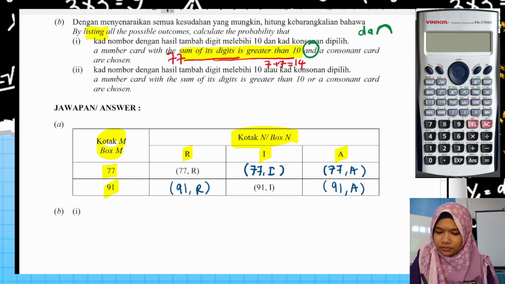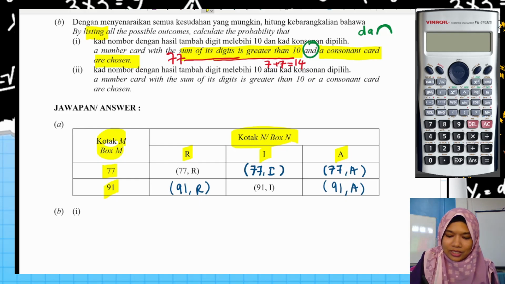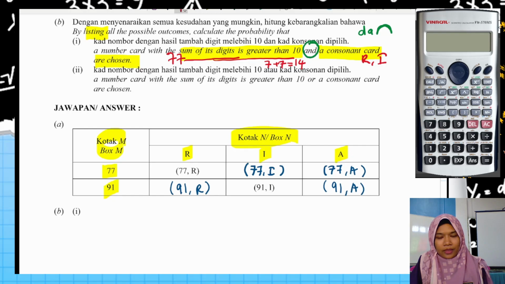And. A consonant card are chosen. What is consonant? Consonant is selain daripada A, E, I, O, U. Okay. Selain daripada A, E, I, O, U. Means that B, C, D. Tapi di sini apa dia? R and I. Okay. Here you have R, I. Okay. Tapi kena listing. You have to list. You have to list.